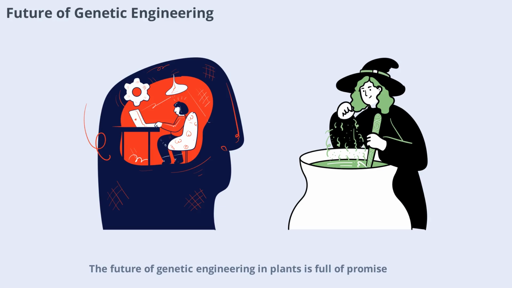The future of genetic engineering in plants is full of promise. Advances in gene editing technologies like CRISPR are making it easier to develop crops with precise traits. Scientists are exploring ways to create plants that can fix their own nitrogen, resist multiple stresses, and even produce pharmaceuticals. As research continues, we can expect even more innovative solutions to global challenges.